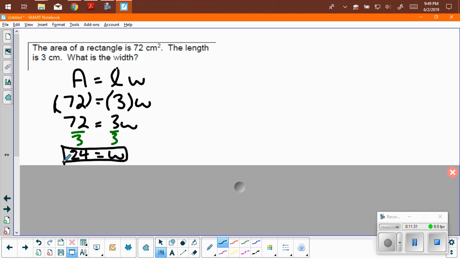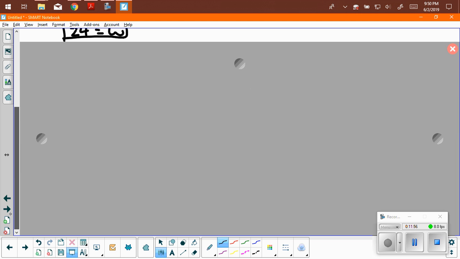So since this is a word problem, a little therefore statement, right? Therefore, the width is 24 centimeters. Okay, that's the basic idea of how this works, right? Plug in what you know, okay, and then solve for the rest. So we're going to go to the one below that.